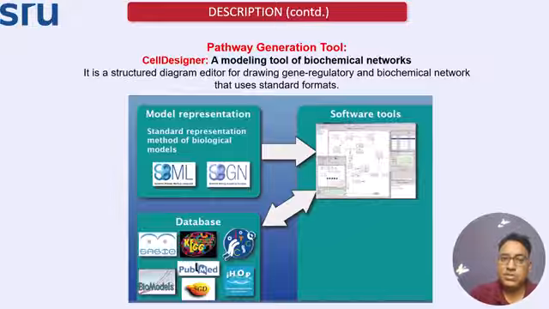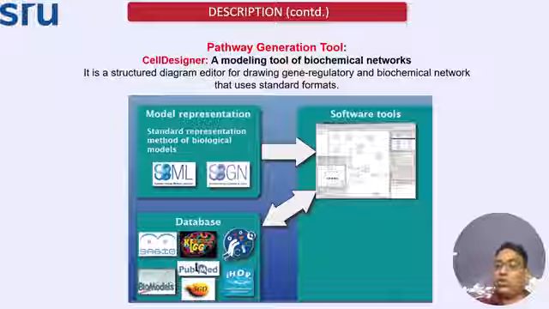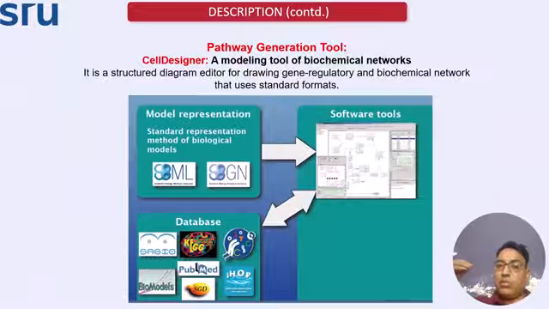See now the pathway generation tool. Once you have the data, how do you generate the pathway? How do you build up a modeling tool for the biochemical network? So that you can fetch the data from the required sources, then build the model, so that you can build a complete biochemical network yourself. CellDesigner is the tool for this.